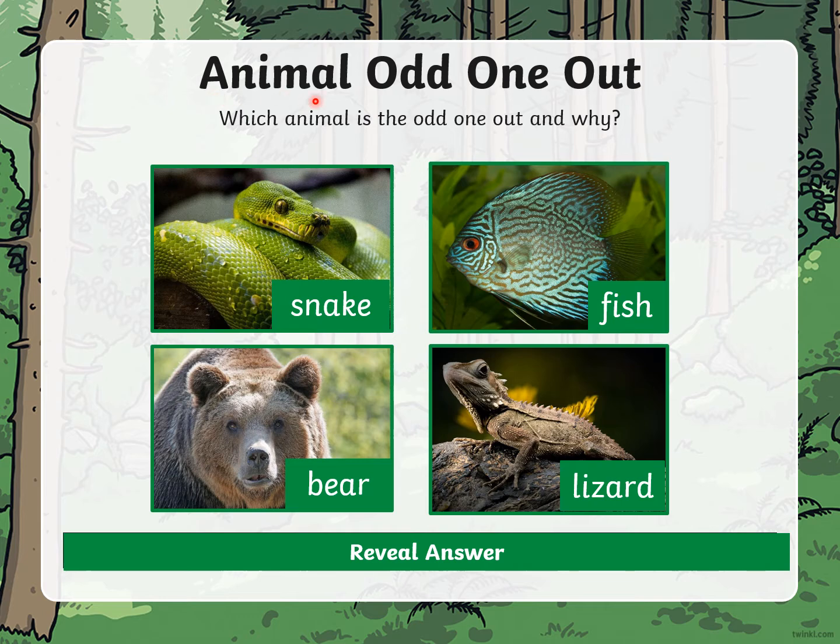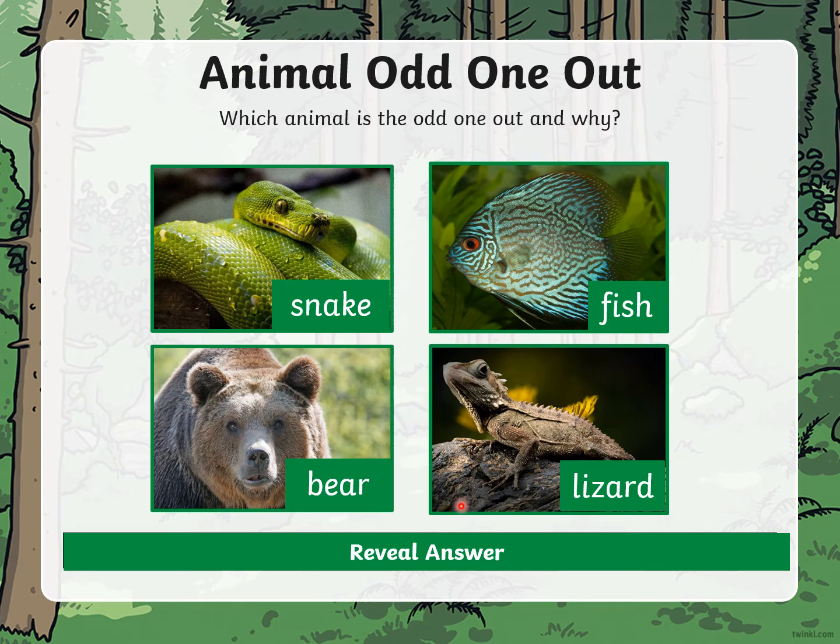Okay guys, so we're going to play Animal Odd One Out. Which animal is the odd one out and why? So we're looking for the animal that's slightly different to the 3 other animals. It's one of them that's different. And then the other animals must have something in common. Shall we start looking at the body parts, children?